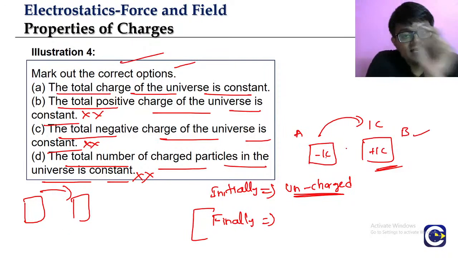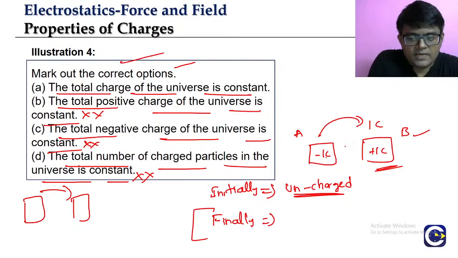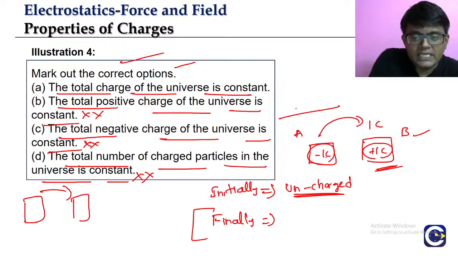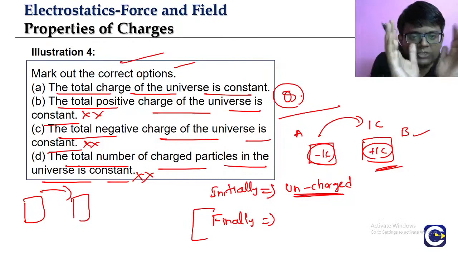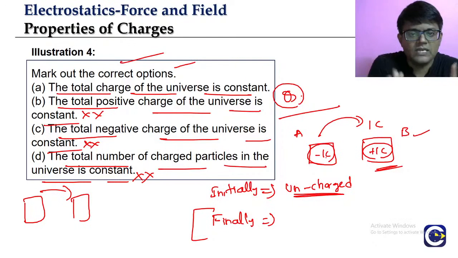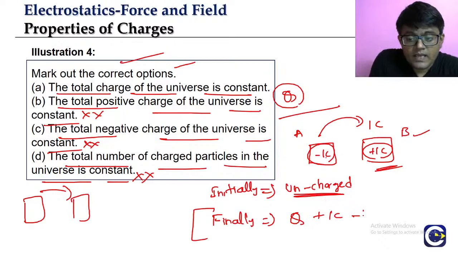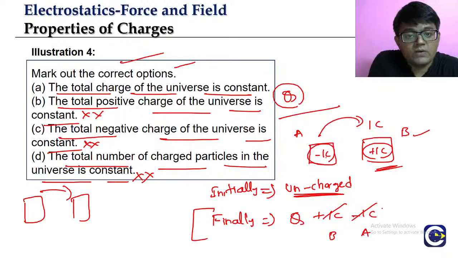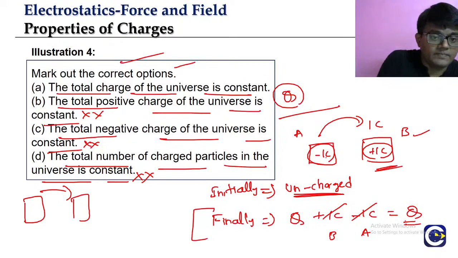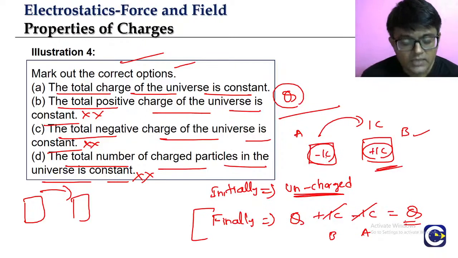See, A is uncharged, B is uncharged. Now A gives 1 coulomb of charge to B. Finally, what is the charge on A? Minus 1 coulomb. What is the charge on B? Plus 1 coulomb. Initially, let us say capital Q is the total charge of the universe. If in the final state we want to find the total charge of the universe, we have to add plus 1 coulomb on B and minus 1 coulomb on A to Q. 1 minus 1 is 0. So totally we are getting Q again. So the total charge of the universe will always remain constant.